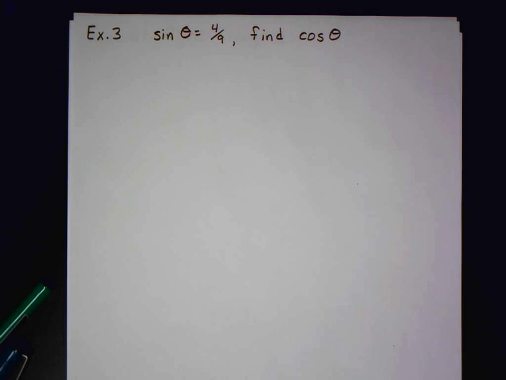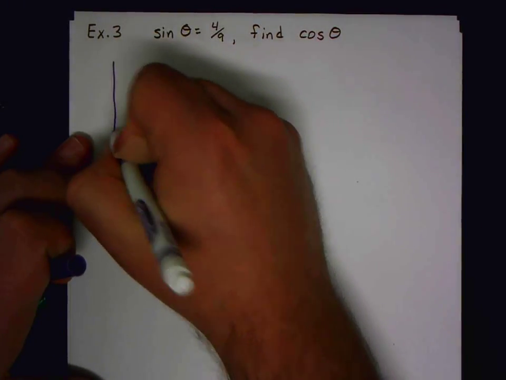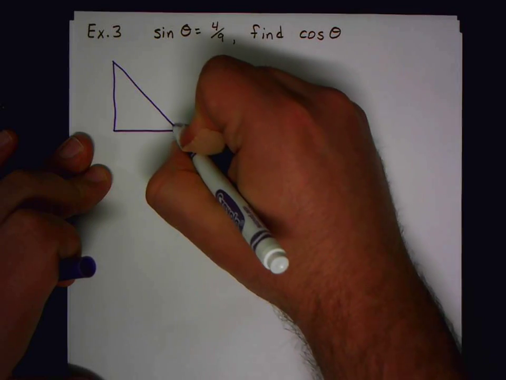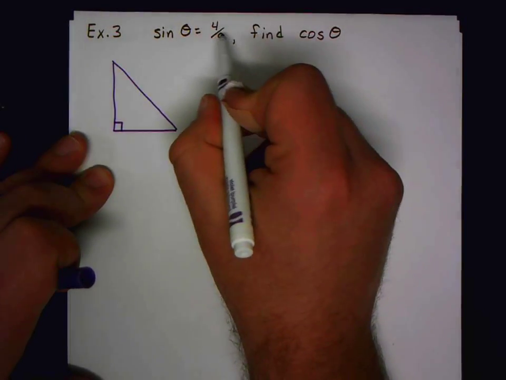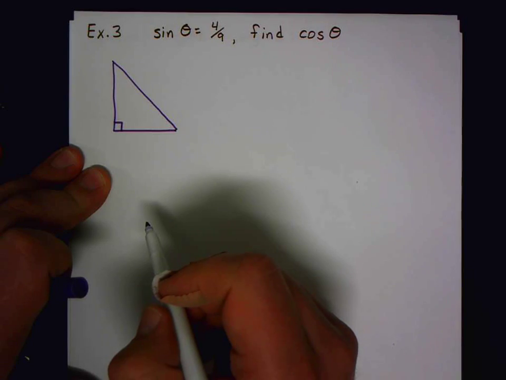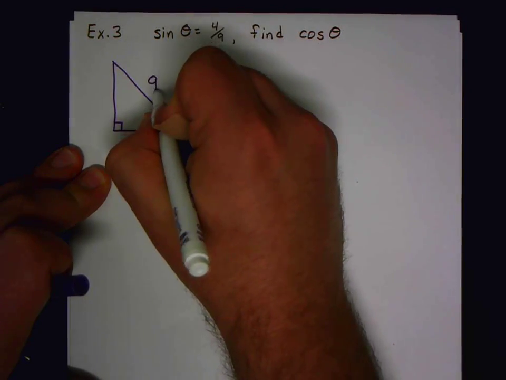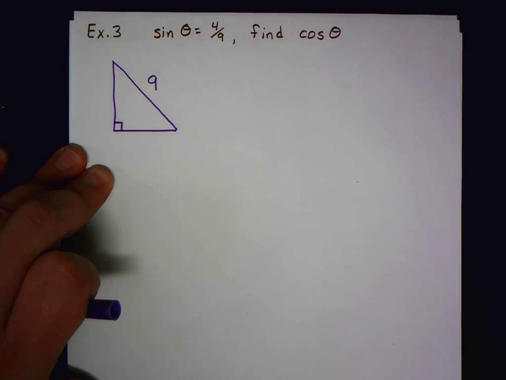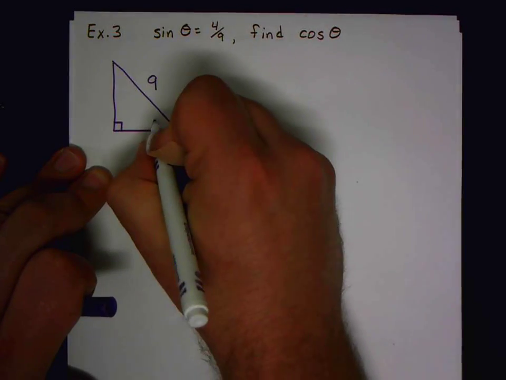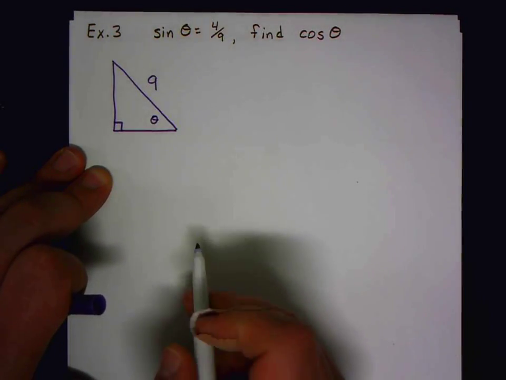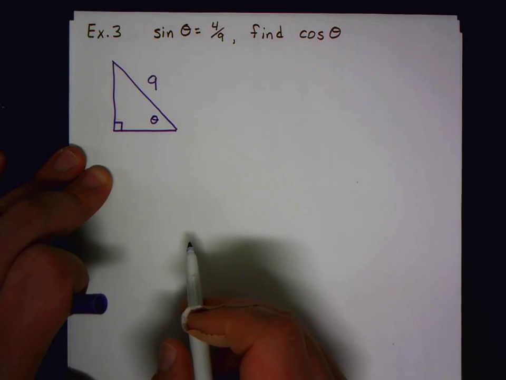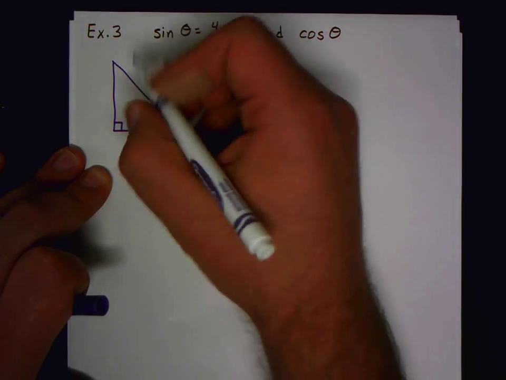Well, your first step is just draw a triangle. This is sine. So what's my hypotenuse? 9. Okay, decide where you want your angle. It really doesn't matter where you put your angle. So if I put my angle down here, which side is 4? The left or the bottom? The left.